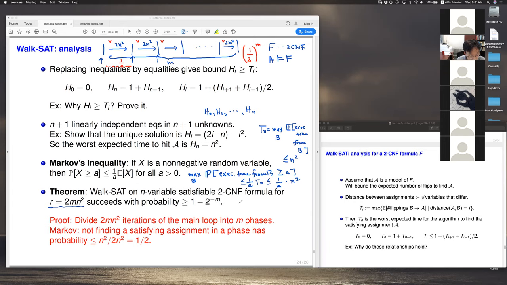So in that case, we can argue like this. We said the probability of failing to find a satisfying assignment, starting from some assignment B, not satisfying, some assignment B in.